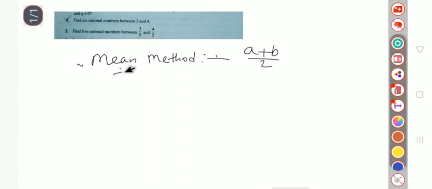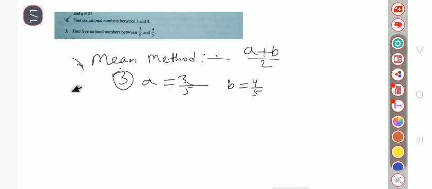Question number 3, I am explaining. Suppose a is 3 by 5, where a means the first number, and b is 4 upon 5, the second number. We have to find 5 rational numbers between 3 by 5 and 4 by 5. We can find them by the mean method.